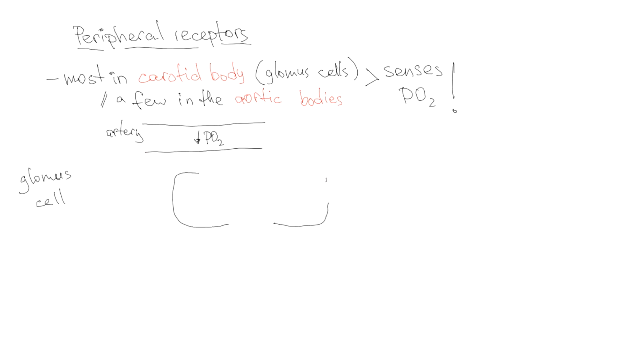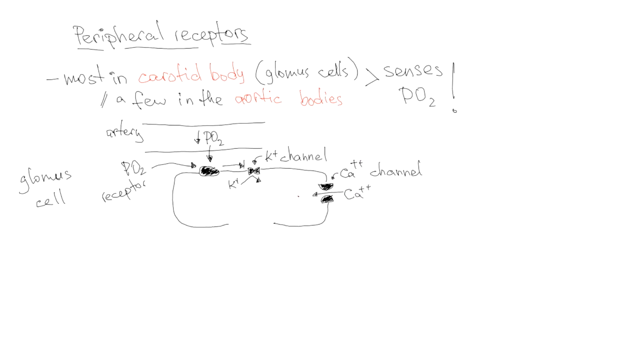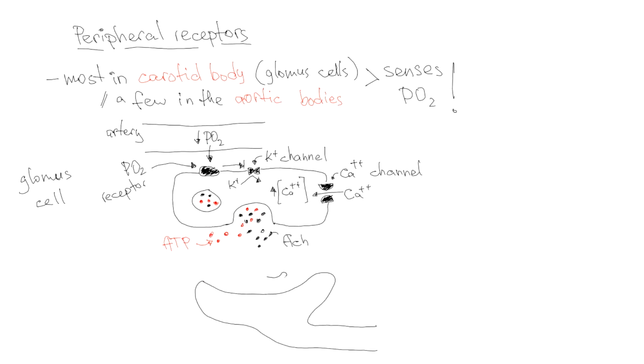When the partial pressure of oxygen drops, a receptor found in the glomus cell is activated, which in turn inhibits the potassium channel, thus depolarizing the cell. At some point, calcium channels get activated because they're voltage dependent, increasing the concentration of calcium in the cell. This promotes the elimination of ATP and acetylcholine, which binds to nerve receptors and sends a signal to the central nervous system to increase ventilation.